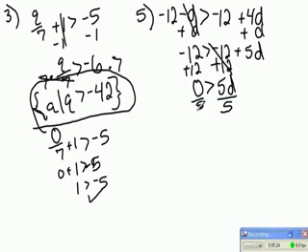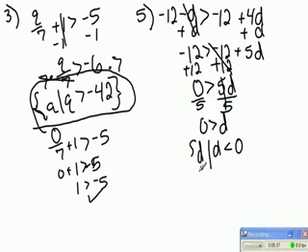Divide by 5 to get d by itself. 0 divided by 5 is 0. Rewrite it so the variable is on the left side. And then put it into set builder notation. And then check my answer.